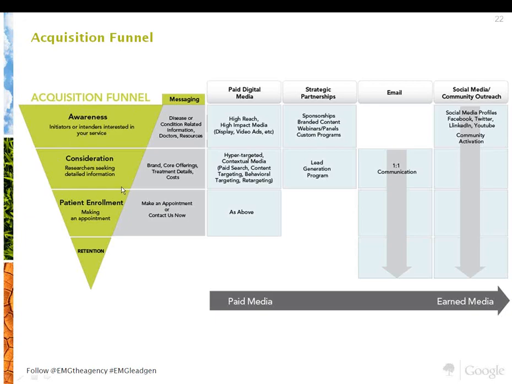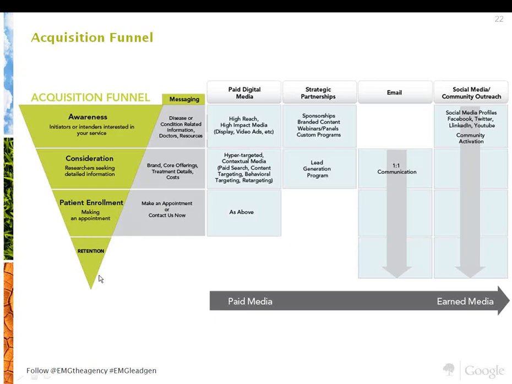And in that consideration phase, that's when they're maybe searching more about medical conditions, the costs associated with it, whether or not you guys take insurance. That part is the second part of this funnel. And then going into the conversion area, where patient enrollment is the key call to action here. So making an appointment or contact us now, having that message on your website will be extremely important.